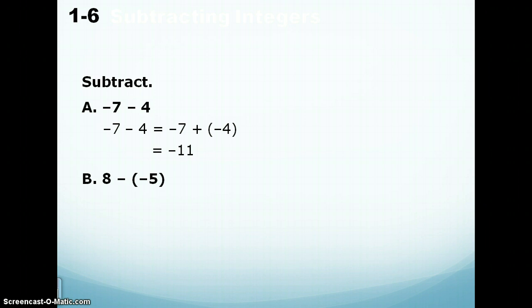Let's look at example B, 8 minus negative 5. We said before that subtracting is the same as adding the opposite, so we could say instead of minus negative 5, plus positive 5. So this becomes 8 plus 5, which is 13.